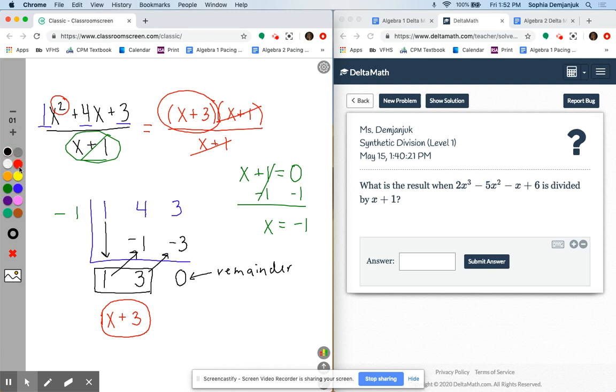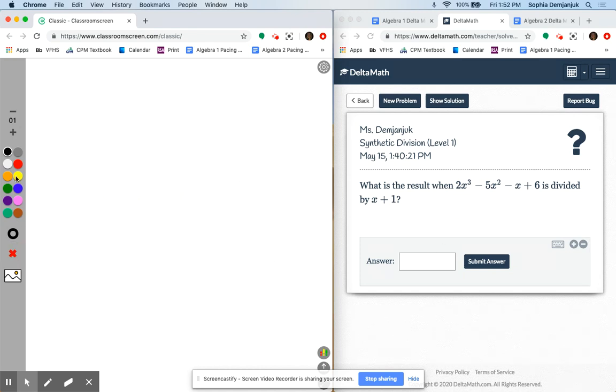I think usually when the examples are this simple with a quadratic in the numerator, the quicker way is to solve by factoring and canceling out. But it's not going to be so easy in the Delta Math. That's why we're using synthetic division, because we don't know how to factor something that has a degree of 3. So let's do this first example from Delta Math.